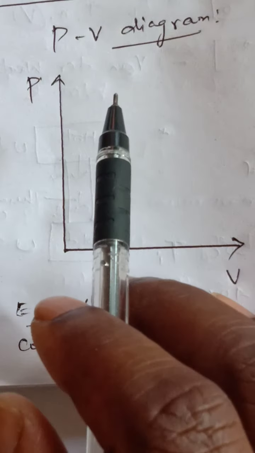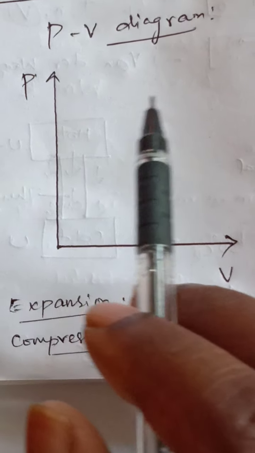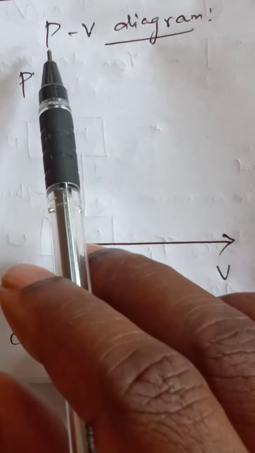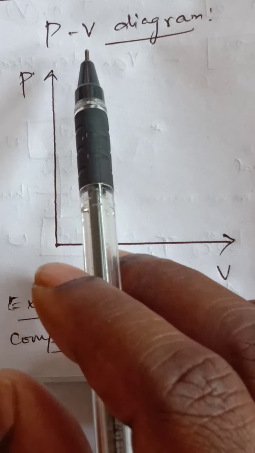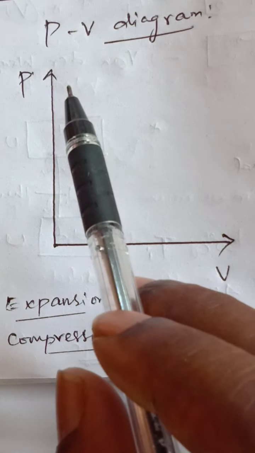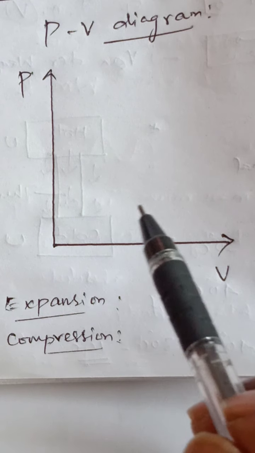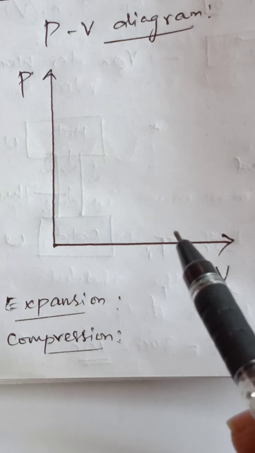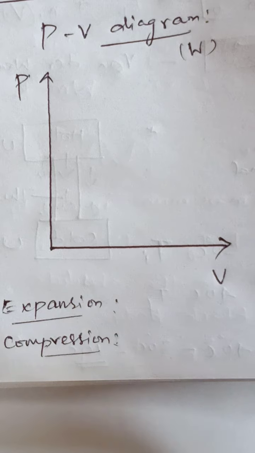Next we will see the PV diagram, which is a very important concept. P stands for pressure, V stands for volume. Volume is taken on the x-axis, pressure is taken on the y-axis of the graph. The PV diagram is used to calculate the amount of work done by the gas during expansion and compression.